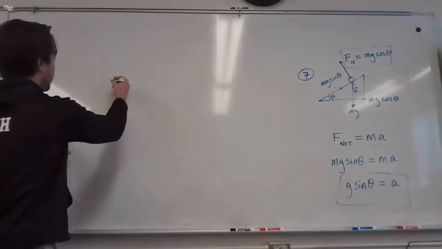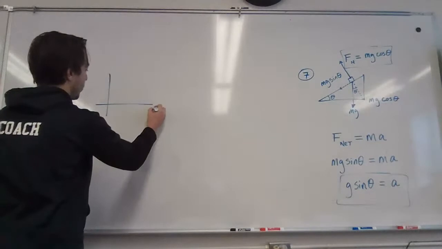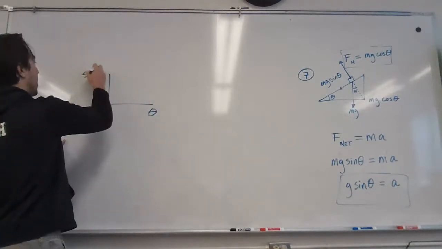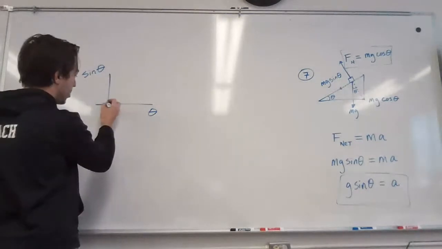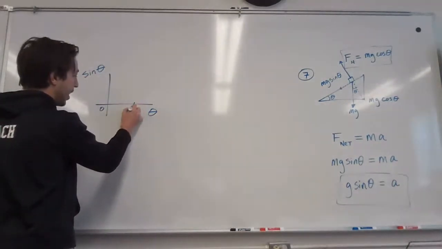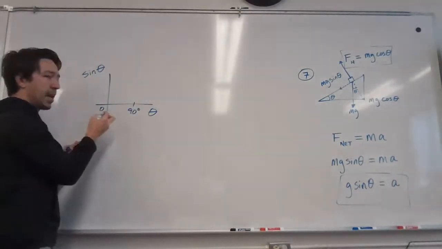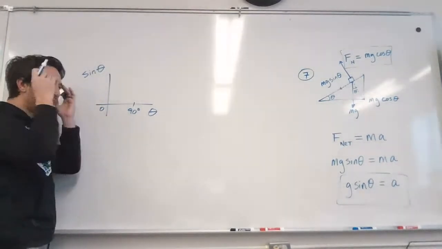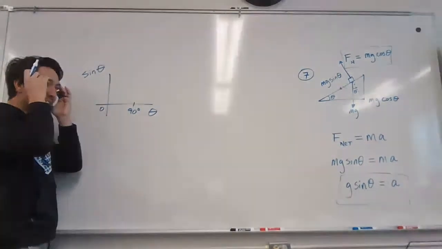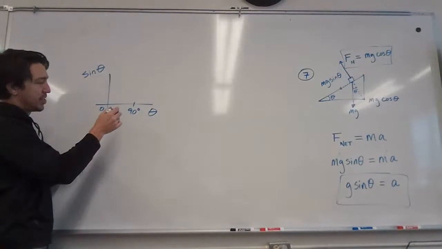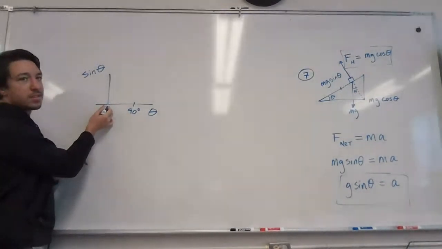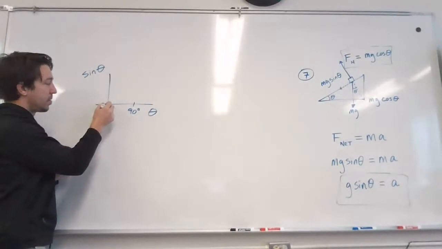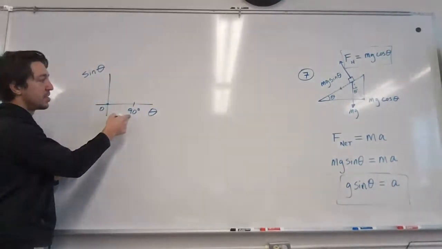And if you graph theta versus the sine of theta, say between 0 and 90 degrees, can anyone visualize this? Do you see it in your head? How about two endpoints? When theta is 0, what's the sine of 0? 0. How about 90? What's the sine of 90?